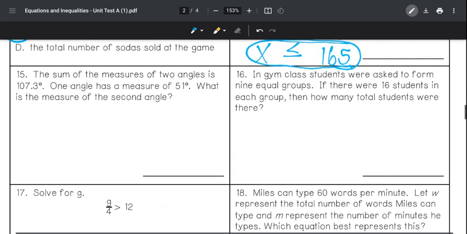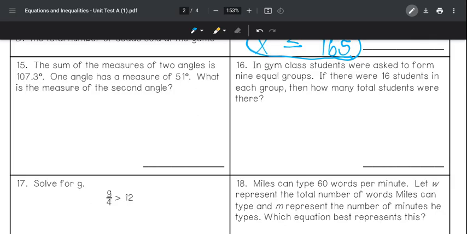Number 15, the sum of the measures of two angles is 107.3. So the answer to our addition problem is 107.3. So it has to equal 107.3. One angle has a measure of 51. What is the second measure?